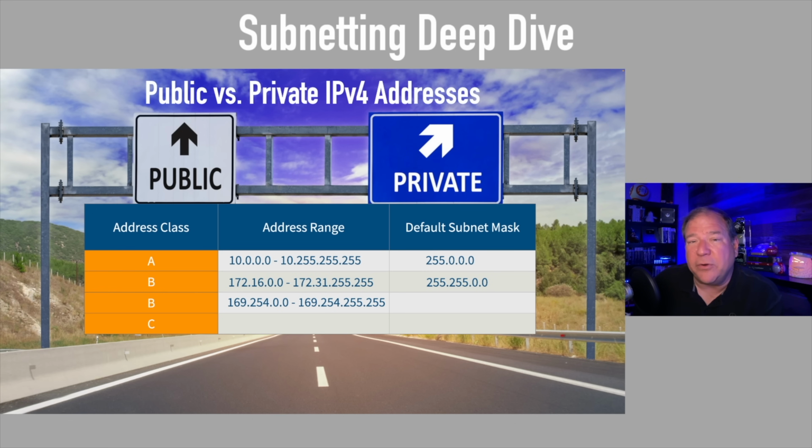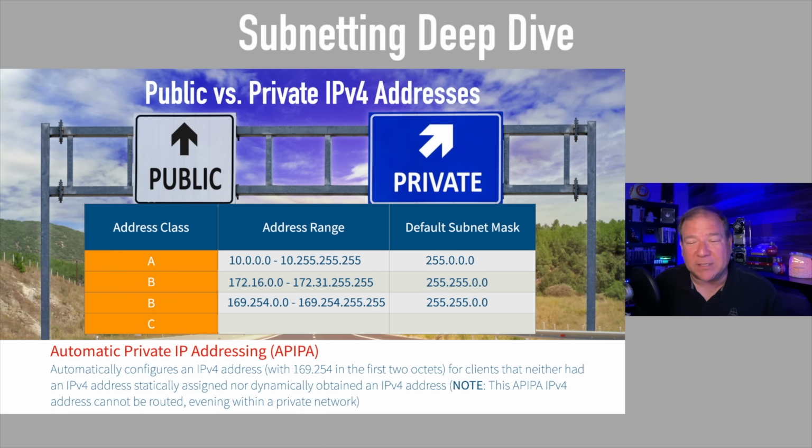Now, here's an odd one. Here is another address that cannot be routed on the internet. If it begins with 169.254, that cannot be routed on the public internet, nor can it be routed on your network. It cannot pass through a router. This is a special type of address called an APIPA address. That stands for Automatic Private IP Addressing.